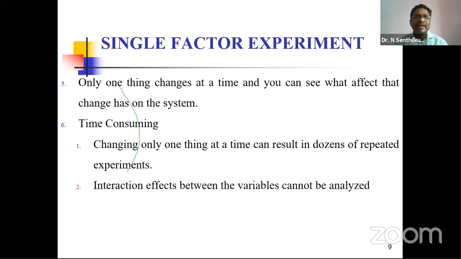Similarly, the interaction that exists between the selected input variables, for example, cutting speed, feed rate, and depth of cut, these are all called individual parameters. By changing the cutting speed, I can determine what effect it will have on the material removal rate or tool wear. But there are some combinatory effects. We call it the combinatory effect or interaction effect.